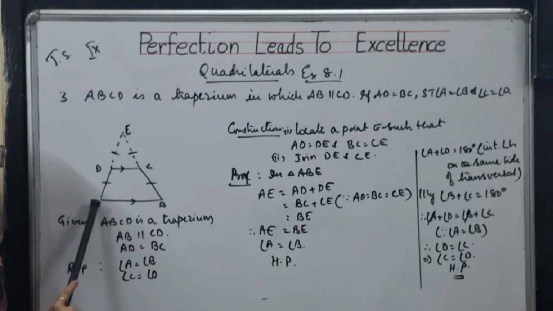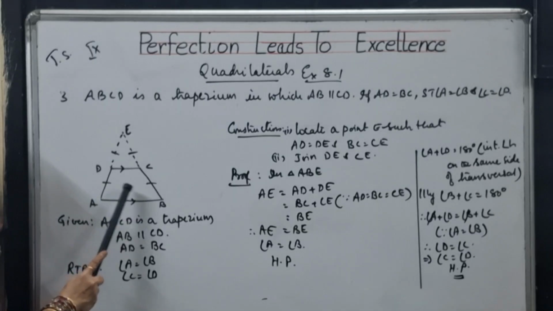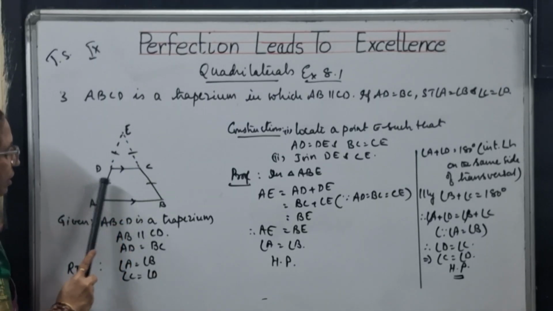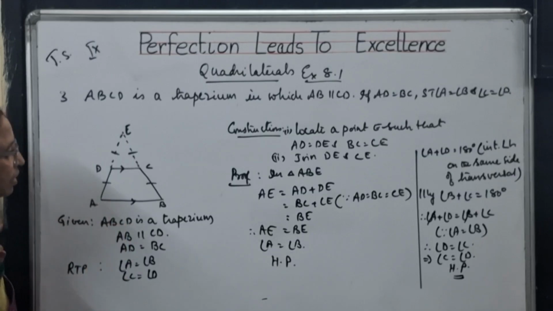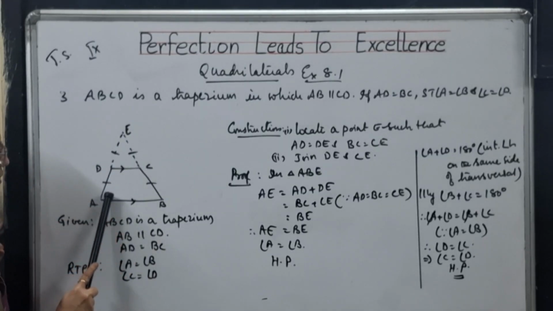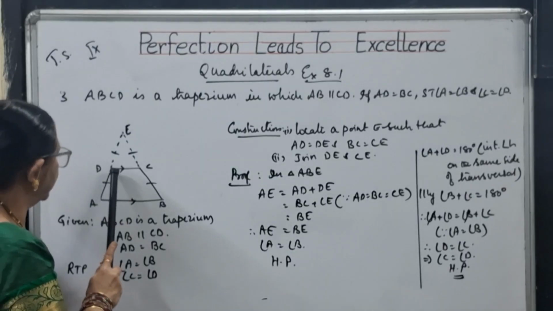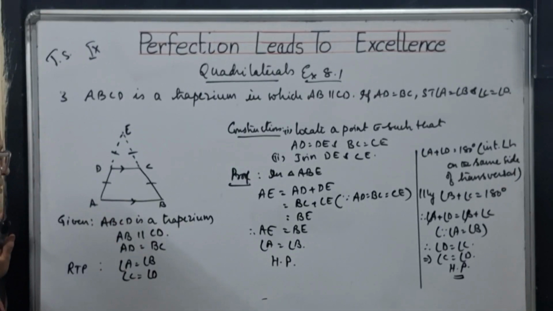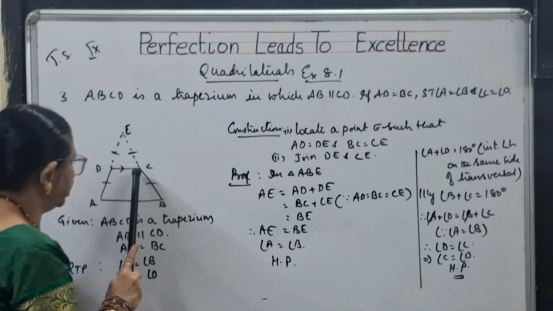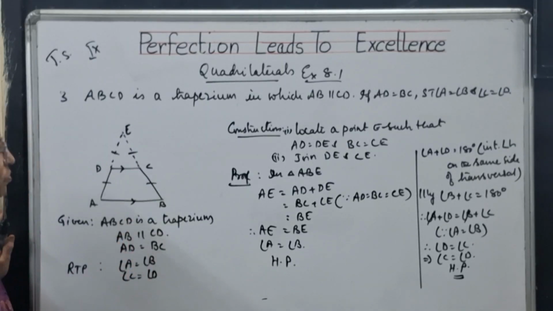Now, if you take this triangle EAB, AE is nothing but AD plus DE. That is nothing but BC plus CE because AD is equal to BC and BC is equal to CE, transitive property. So we can say these two sides are equal. When these two sides are equal, the opposite angles are equal. So angle A is equal to angle B, we have proved. And also angle A plus angle D is 180 degrees, interior angles on the same side of transversal. Angle A plus angle D is 180 degrees. Angle B plus angle C is 180 degrees.